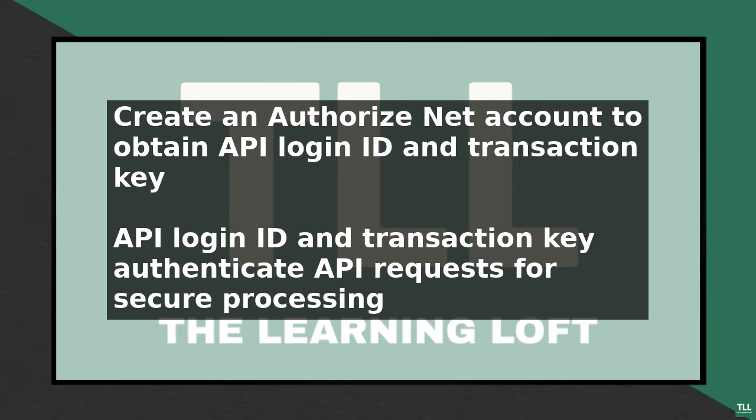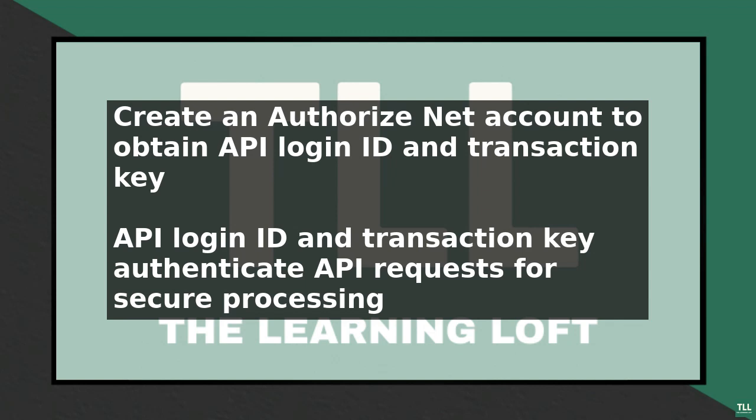Step 2: Installing the Authorize Net CIM SDK. The Authorize Net CIM SDK is a software development kit that provides a set of libraries and code samples to help you integrate CIM into your application. You can download the SDK from the Authorize Net website and install it into your project.